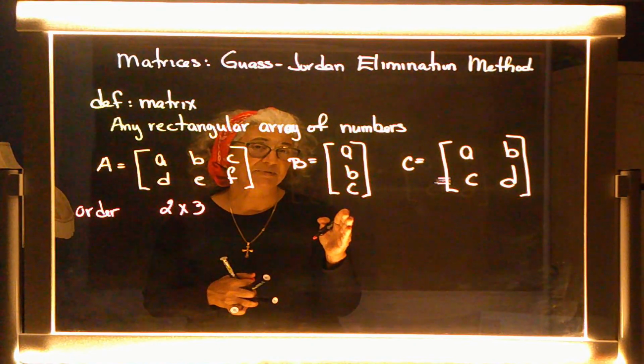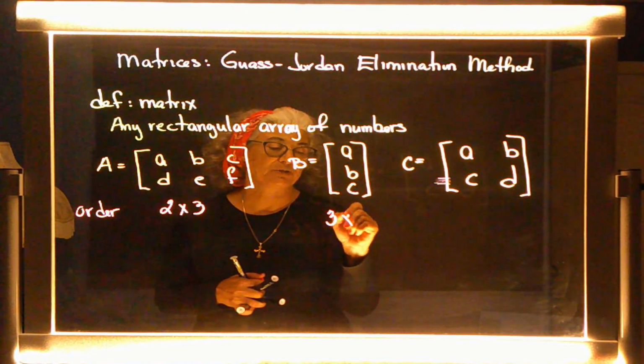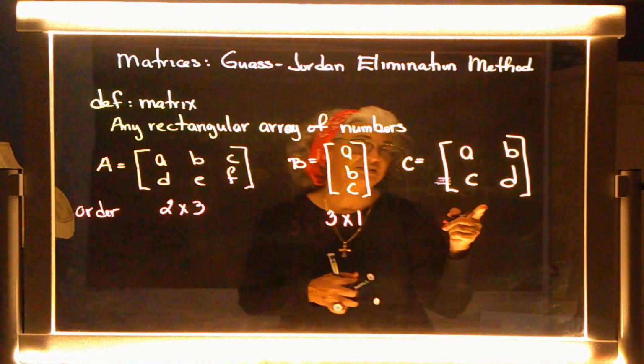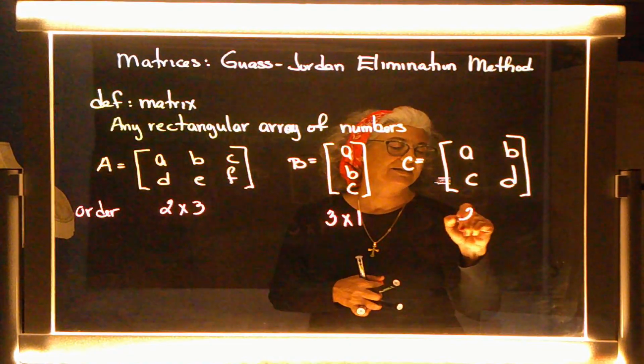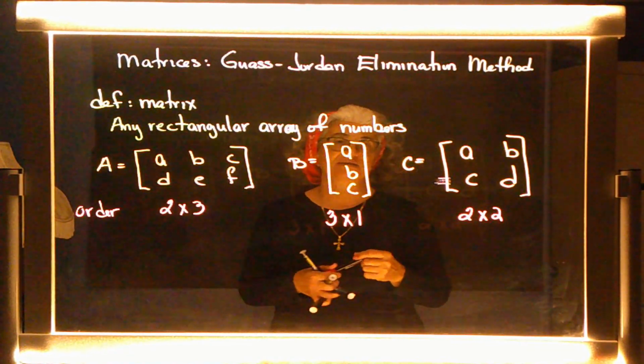Matrix B, remember, rows by columns. How many rows does matrix B have? Technically it has 3 rows and only 1 column. This is a 3 by 1. And last but not least, matrix C, that one's a 2 by 2. It's also known as a square matrix for obvious reasons.